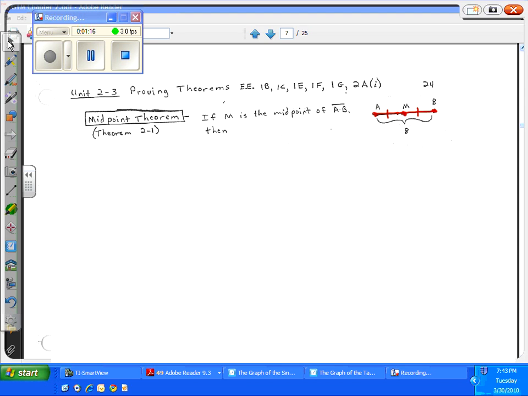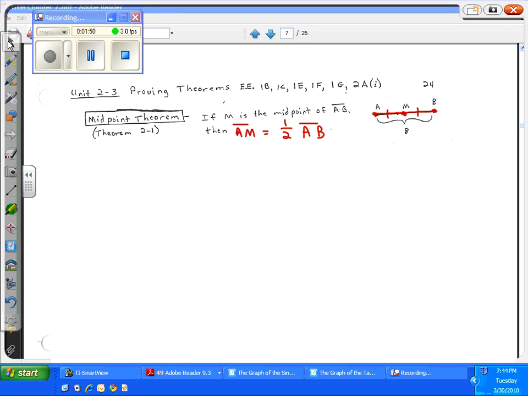The midpoint theorem says if M is the midpoint of AB, then segment AM is equal to 1/2 segment AB. Or the distance between, that's what it means if there's no segment symbol above it. The distance between point A and point M is 1/2 the distance between point A and point B. It's fine with me if you use the segment symbol or just the distance symbol. Segment AM is 1/2 of segment AB.